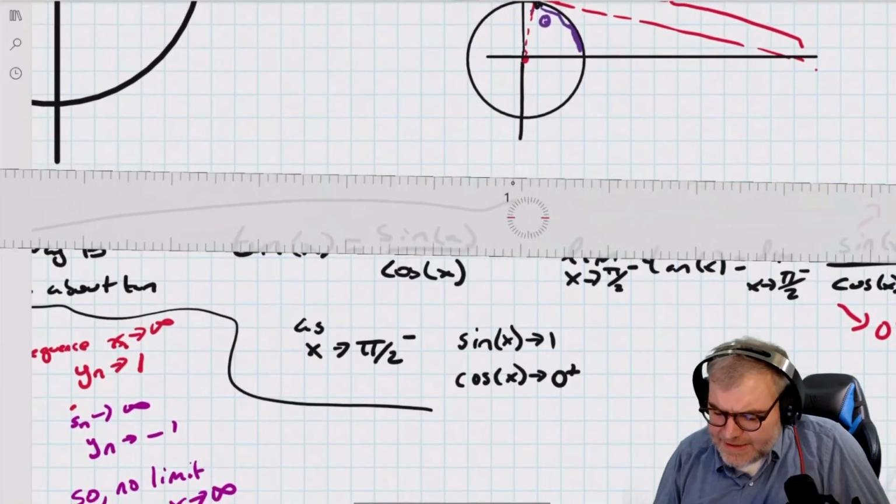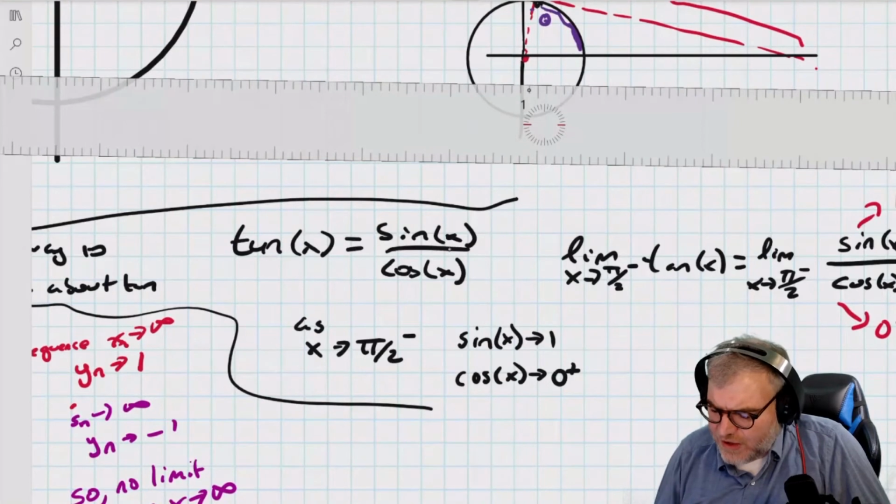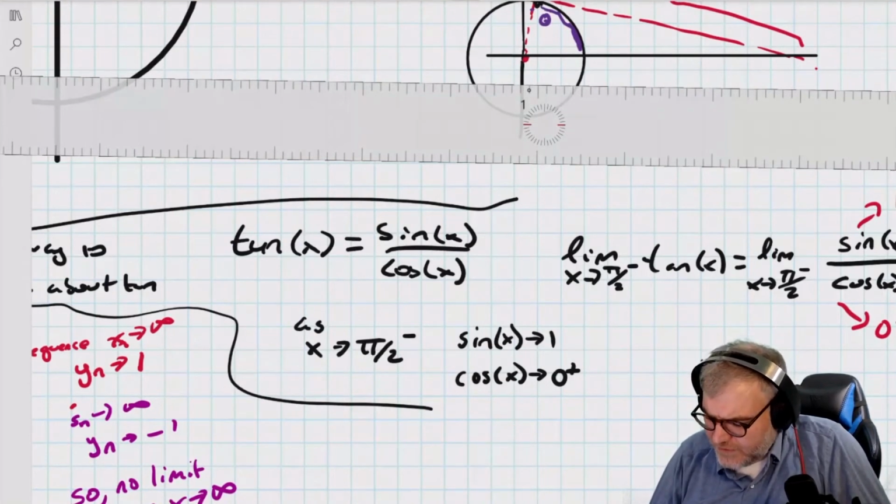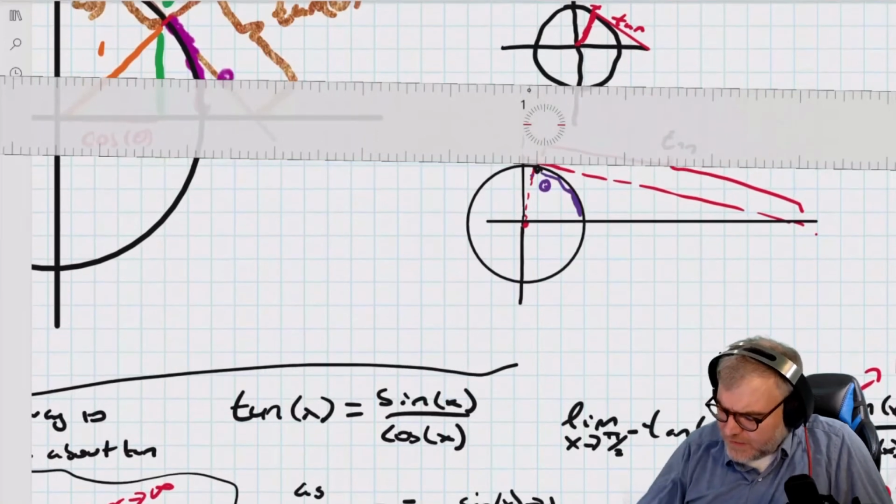The other way I could think of it is to think of tangent as sine over cosine. So as x goes to pi over 2 from the left, sine goes to 1, and cosine, right? Here's where I am. Here's my unit circle.